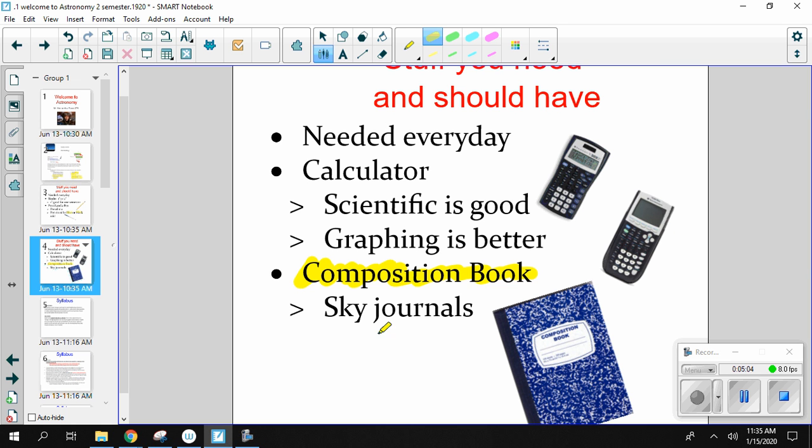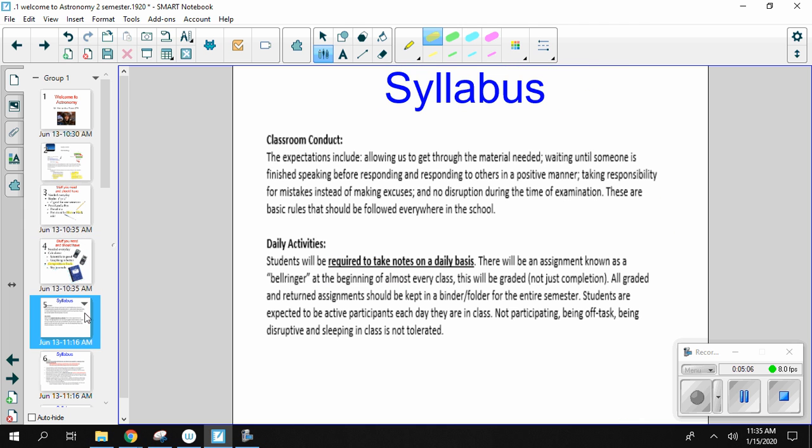When you are in my classroom, to turn that in. Okay, so classroom conduct: be nice, don't be mean to me or others. Daily activities: you have this thing called a bell ringer, which is a fancy way of saying board work, opening activity. I call it a bell ringer because it starts when the bell rings. Yeah, trying to fall asleep, that's also bad.